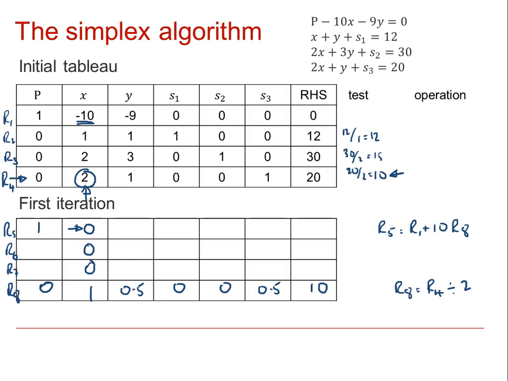We've then got negative 9 plus 10 times 0.5, which is 5. So that gives us negative 4. The next one is 0 plus 0, which is 0. And then also 0 plus 0, 0. Then in the S3 column, we've got 0 plus 10 multiplied by 0.5, which gives 5. And then finally, in the final column, we've got 0 plus 10 multiplied by 10, which is 100.